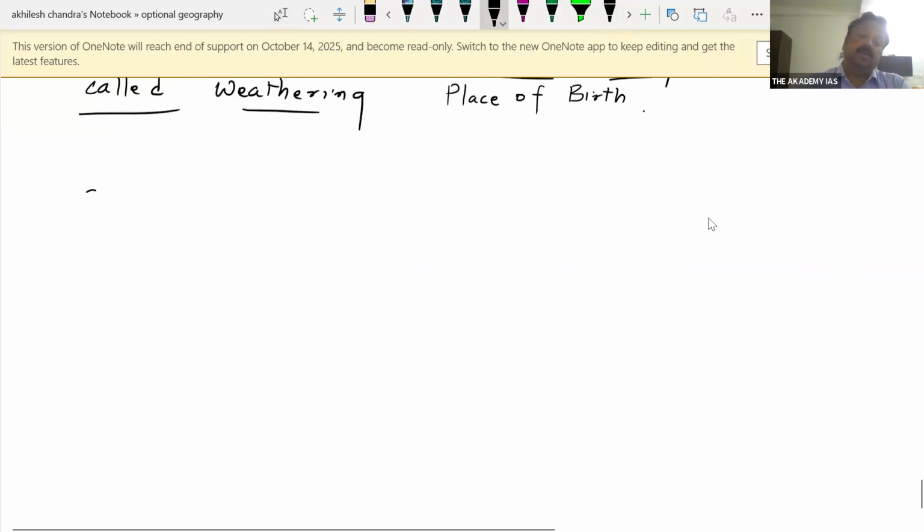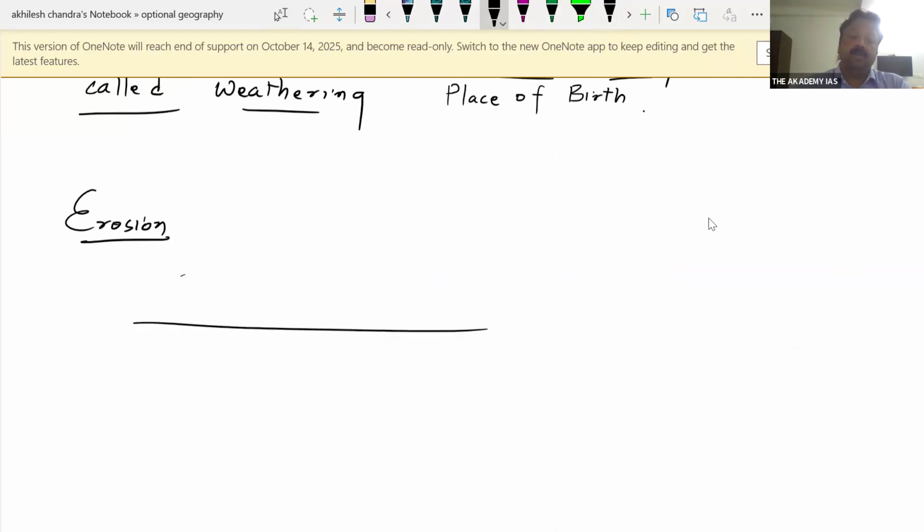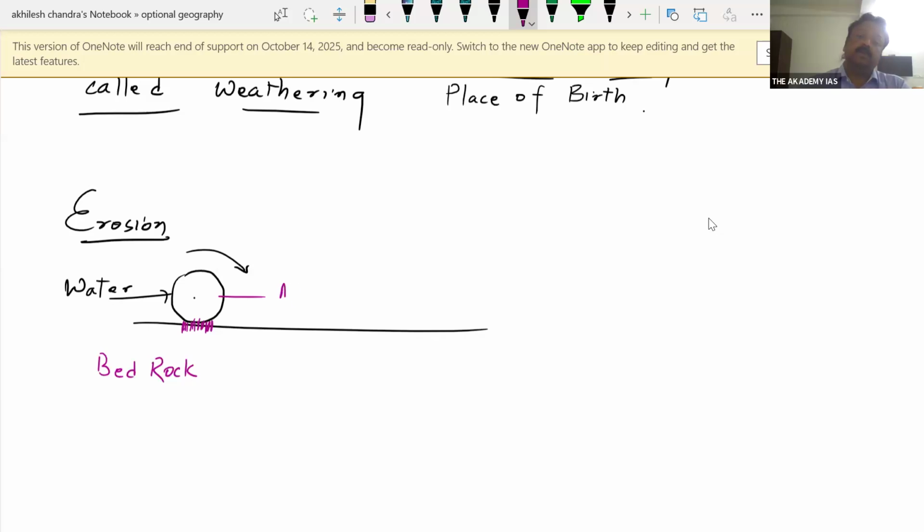Dynamic disintegration is called as erosion. Erosion, suppose that this rock is moving. This rock is moving under the influence of certain erosional agent, maybe water, maybe glacier, maybe wave. And this rock is moving, so it is but obvious that there will be friction generated between bedrock and the moving rock. This is the moving rock. And due to this friction, what happened? Disintegration of both the rocks taking place.